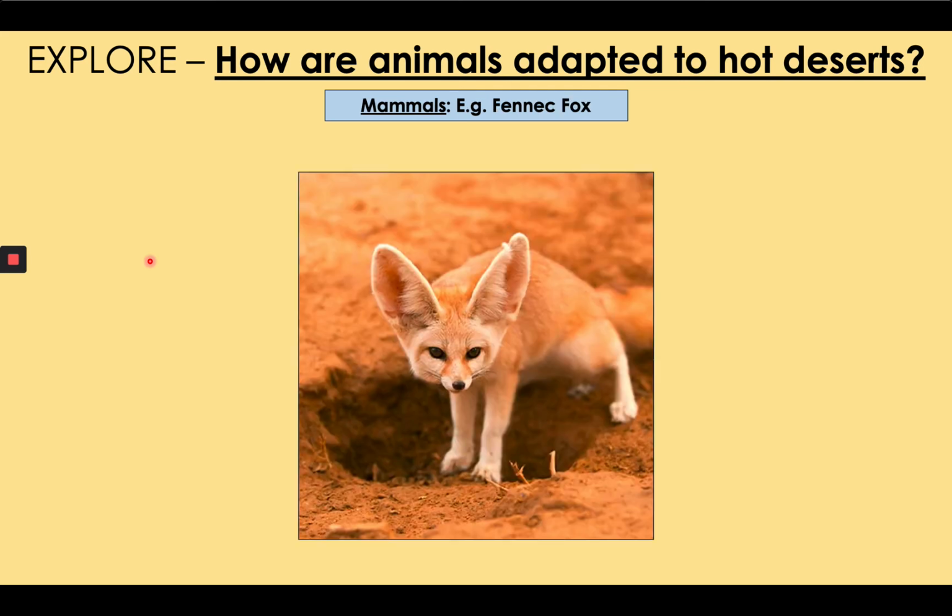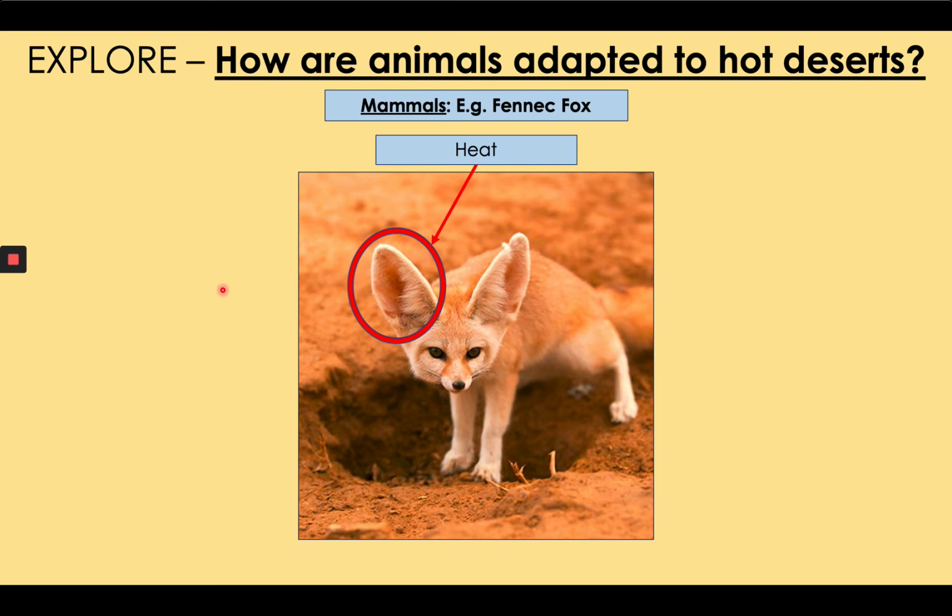Here it is, the Fennec Fox of the previous part of the lesson. An extremely intelligent animal, and an extremely well adapted animal to deserts. Let me show you how. First of all, look at these huge ears. While they also serve to help the fox work out where predators are that are hunting it, their main role is to spread heat out from the body, to dissipate heat.